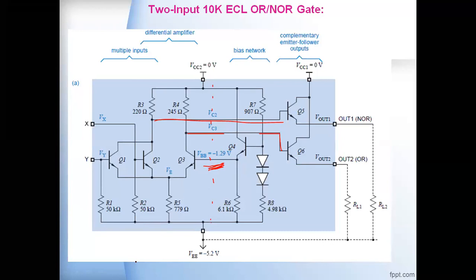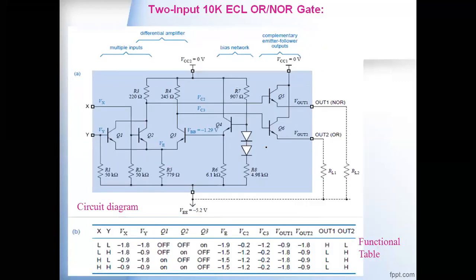The only difference is we have extra circuits added here. They are the bias network and the complementary emitter follower, except that it is remaining the same. So you can see the operation with the help of the functional table here. Whatever voltages we have considered here, for logic low it is minus 1.8, for logic high it is minus 0.9 volt.